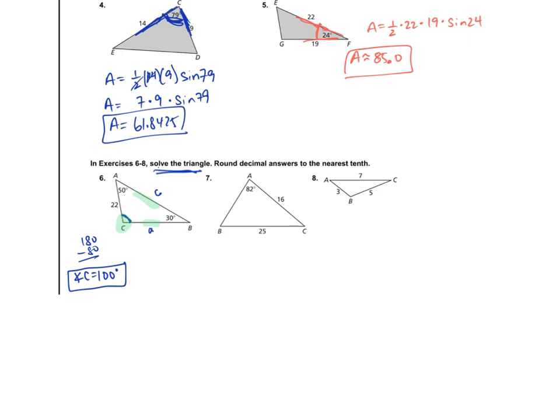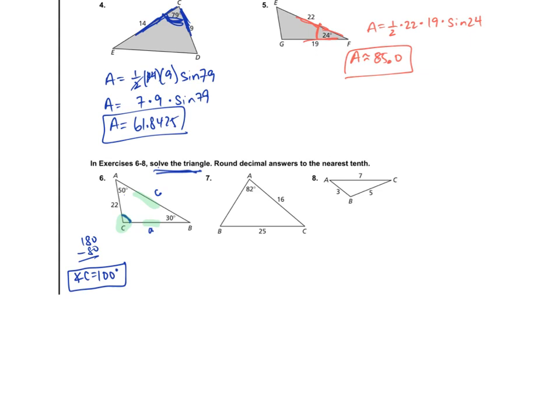Okay, this is not a right triangle. I cannot use SOHCAHTOA. I cannot use the Pythagorean Theorem. So I have to start with the Law of Sines. Again, don't go to the law of cosines unless you have to. In fact, on all of these, you should be able to do, oh, the last one you'll have to do the law of cosines. Okay, so let's start with the law of sines.